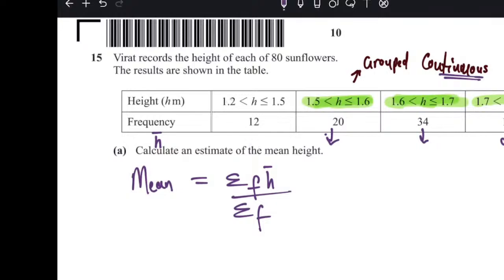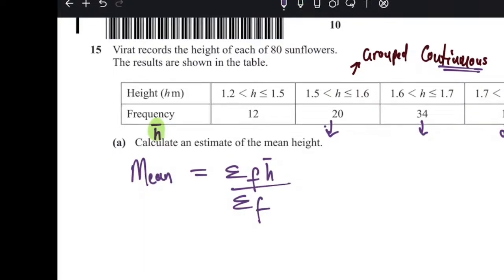How do you find it? You say 1.2 plus 1.5, you get an answer. Then you say divided by 2. So that's how you should get h bar. You say this plus this, you get an answer, then divided by 2. Then this plus this, you get an answer, you say divided by 2. Then this plus this, divided by 2, and again for the last one. Are we together?